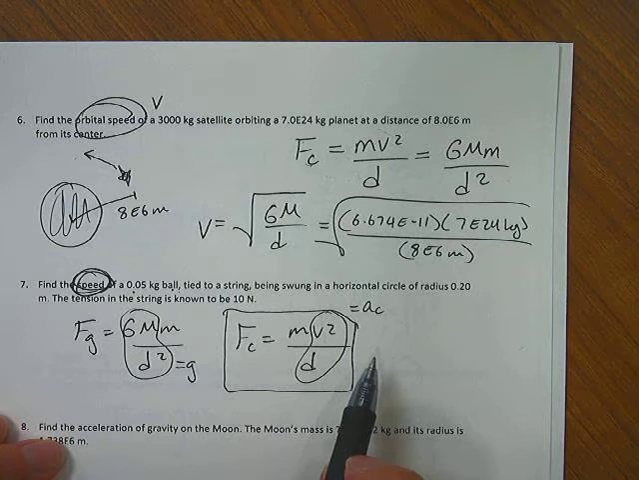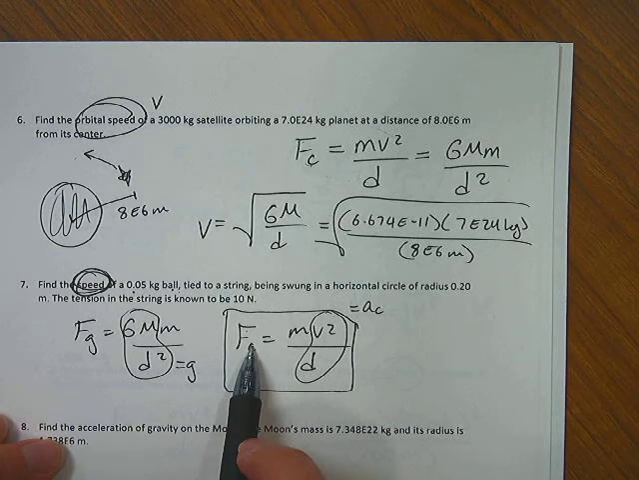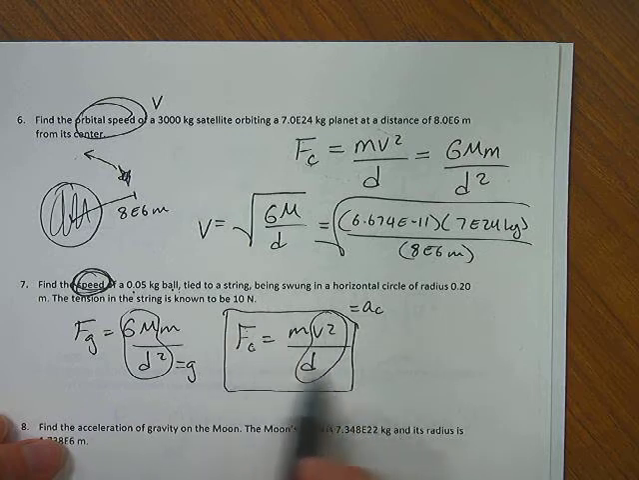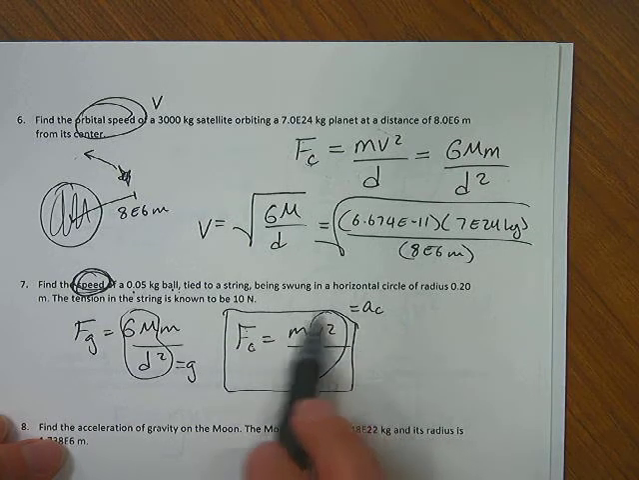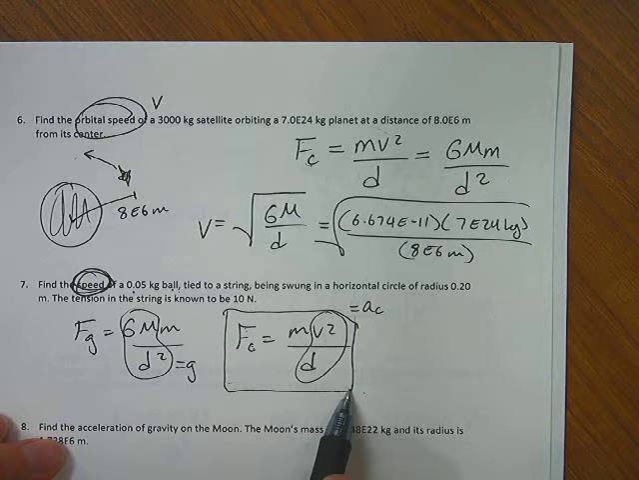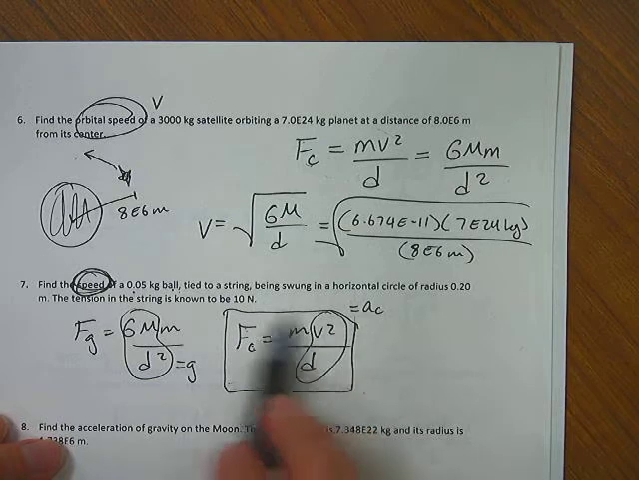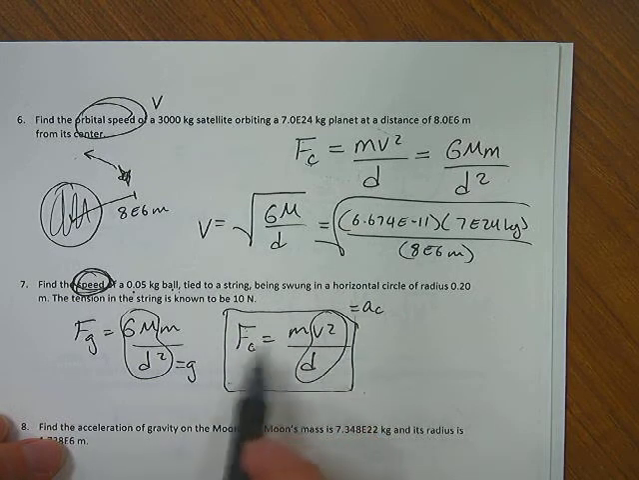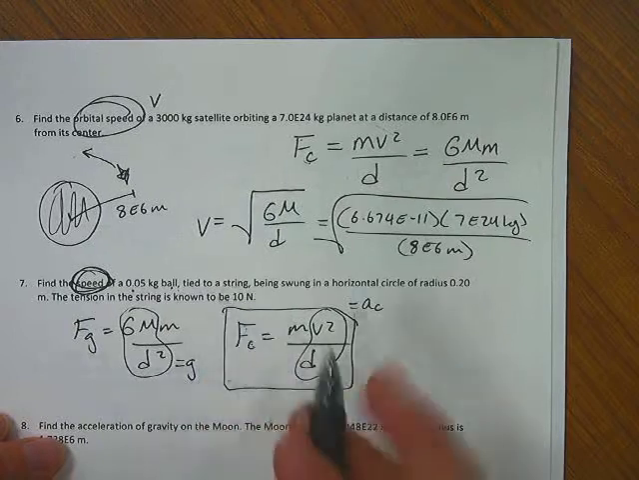Okay. Would we use the fact that this right here is equal to little g? Would we use the fact that this right here is equal to AC? What do we use? So what are we looking for? We're finding the speed of a ball that is moving in a circle. So we want this speed right here.